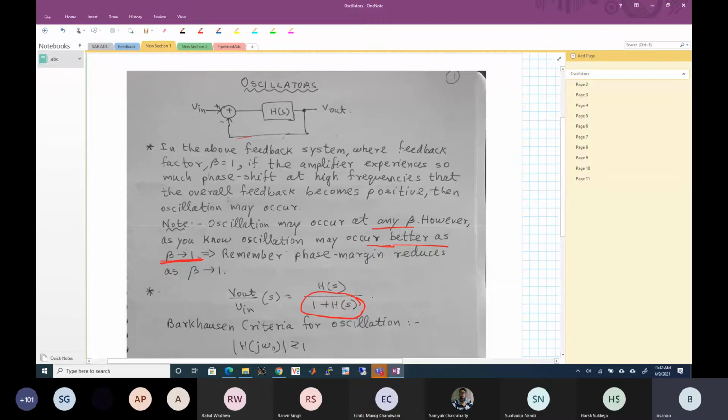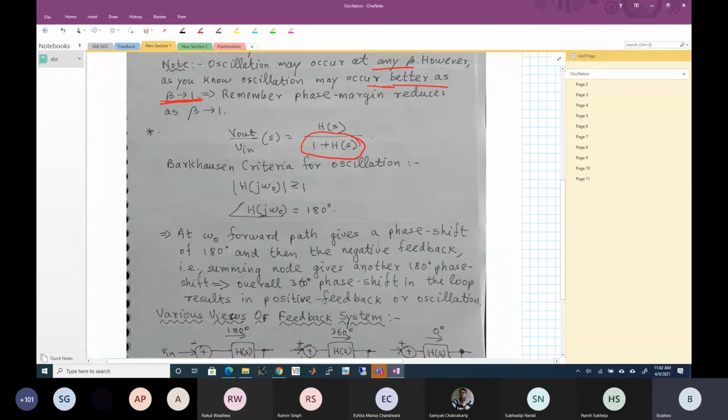Now we have already seen that the Barkhausen criterion is that the loop gain is equal to 1 and the phase is 180 degrees. In the previous one, we had written minus 180 degrees because all our systems had poles which give you negative phase shift, but whether it is 180 or minus 180, it will still give you the same. The denominator will tend to 0.